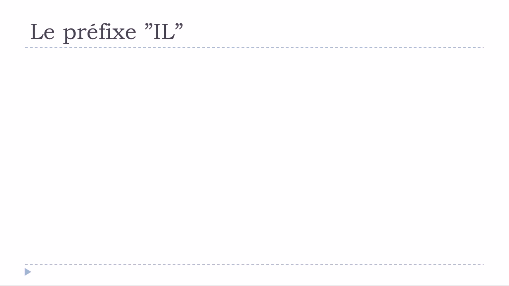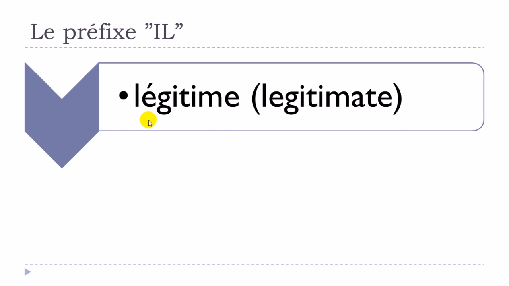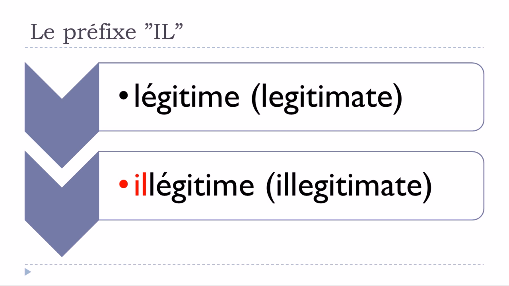Let's see 3 examples. So the first one here, légitime. Okay, so légitime. And then if you want to express the without concept, then you will add this prefix il at the beginning, and then after that you continue with your original word légitime, and now you get illégitime. Okay, illégitime, légitime, illégitime.